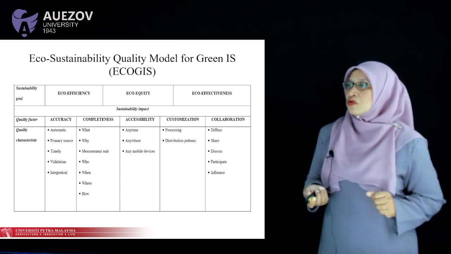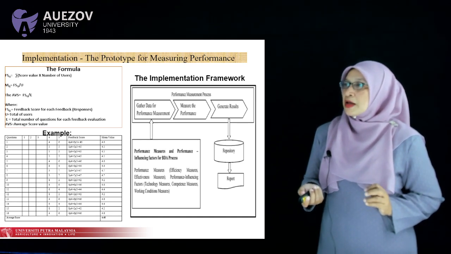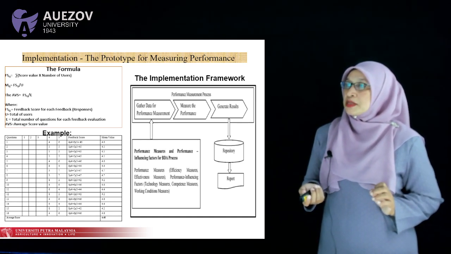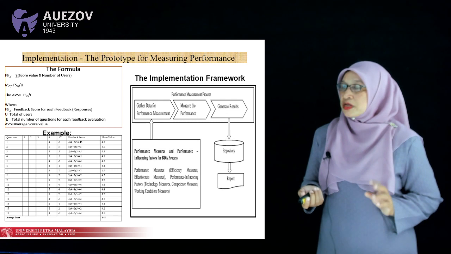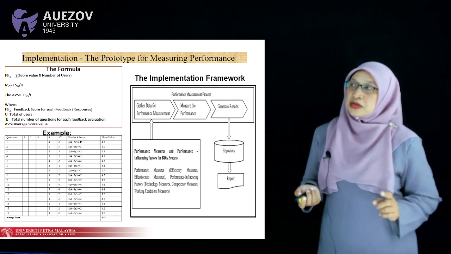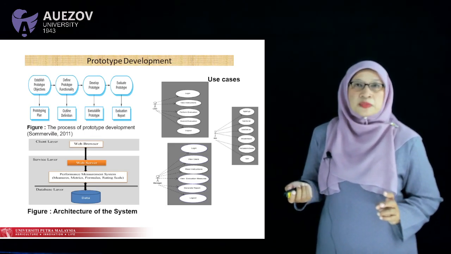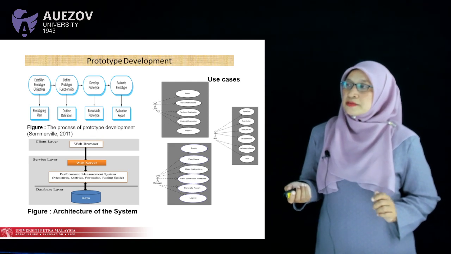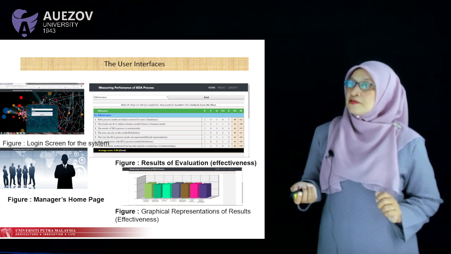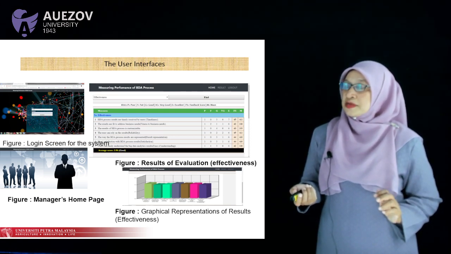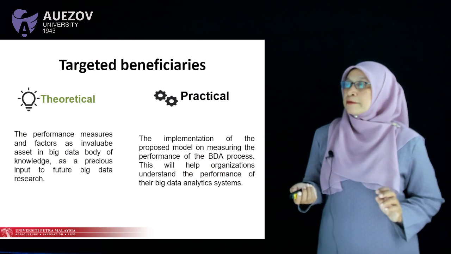So this is the model, what we call the eco-sustainability quality model for green IS. And this is the implementation part, where we measure the performance using the measurements that we have proposed. This shows an example of the system architecture, and some examples of the user interfaces of the prototype that was developed.